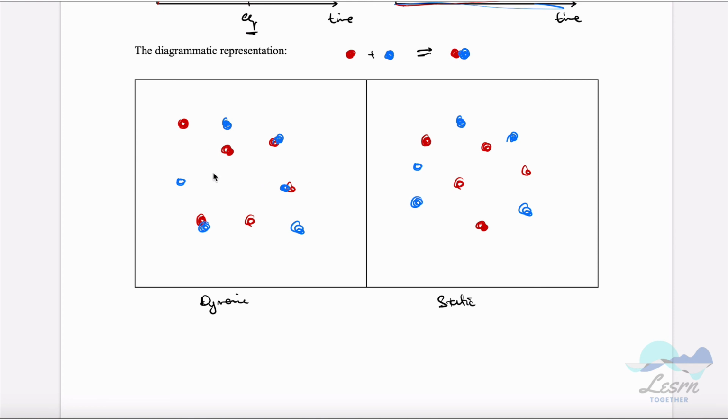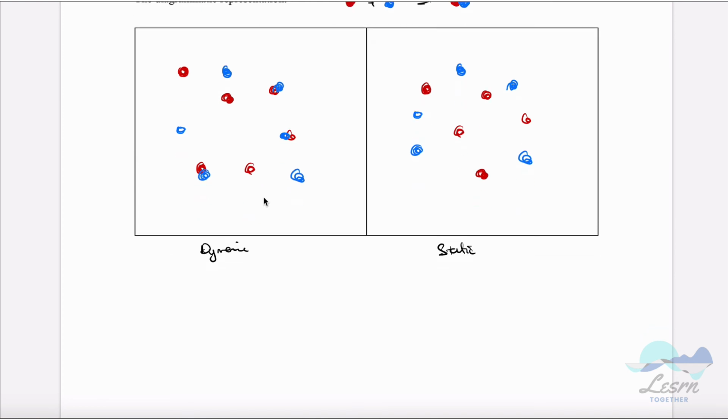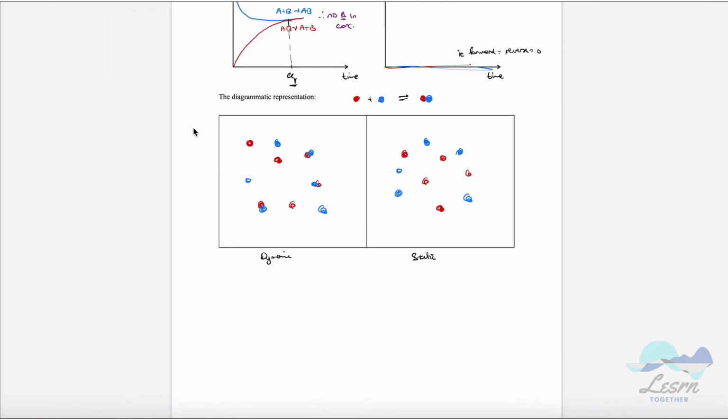Because at equilibrium, you have both the reactants and the products present, and then you would be asked to sort of explain that process there. Okay, the difference between a dynamic and a static equilibrium. All right, so that's understanding dynamic and static equilibrium.